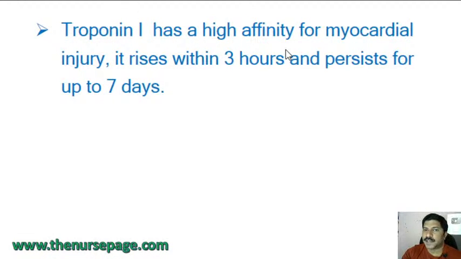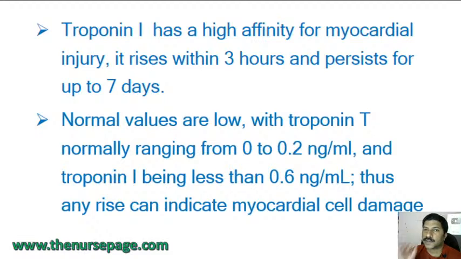Trop-I has high affinity for myocardial injury. It rises within 3 hours and persists for up to 7 days. So acute coronary artery disease due to MI, we can identify with Trop-I. Normally, the troponin T normal value is 0 to 0.2 nanogram per ml, and troponin I is less than 0.6 nanogram per milliliter. It is nanogram, not milligram, a very minute amount. Thus, any rise can indicate myocardial cell damage.